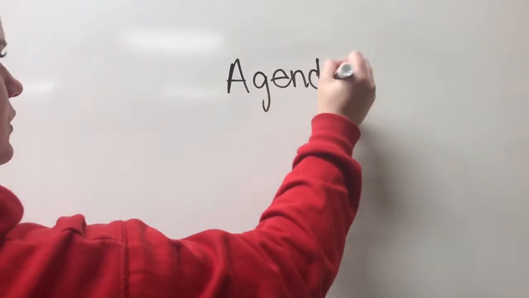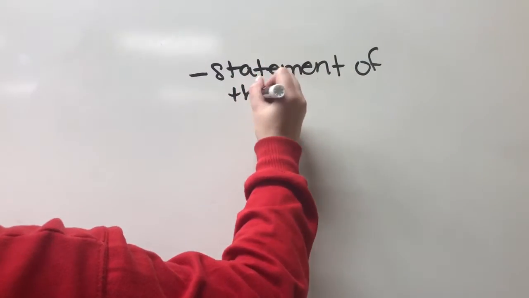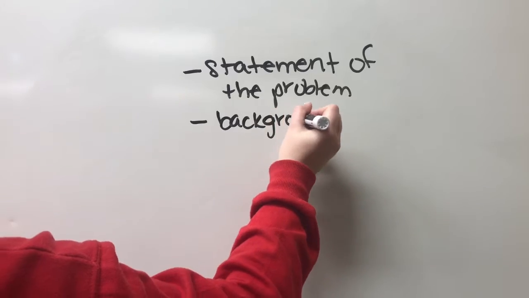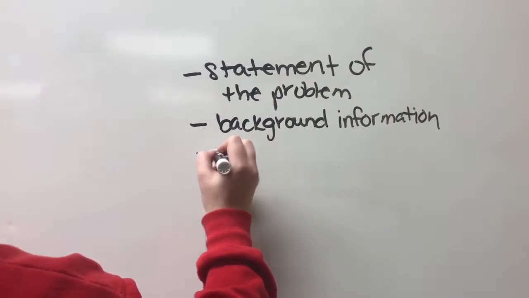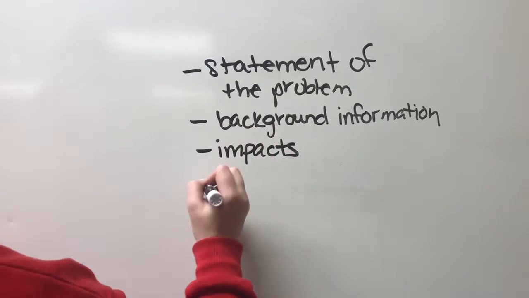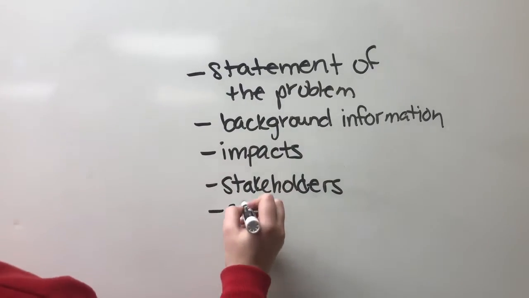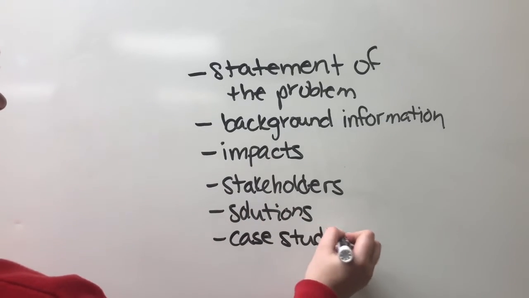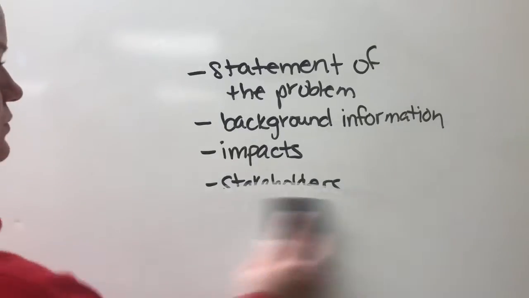Our agenda is as follows. First, there will be a statement of the problem. Then we will provide some background information on what urban sprawl is. We will list some of the impacts. We will list some of the stakeholders, provide two different case studies, and provide our recommendations and a conclusion.